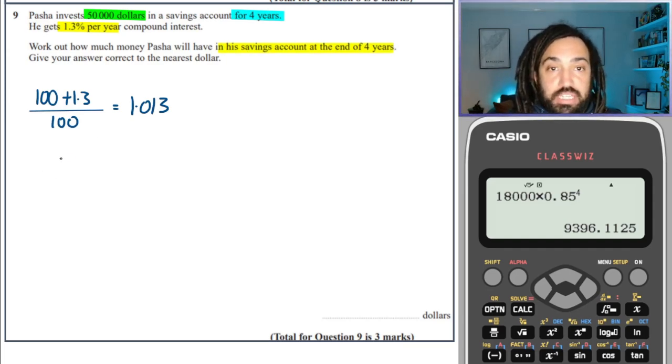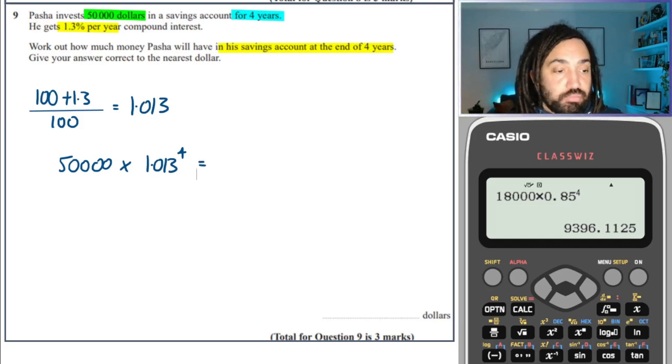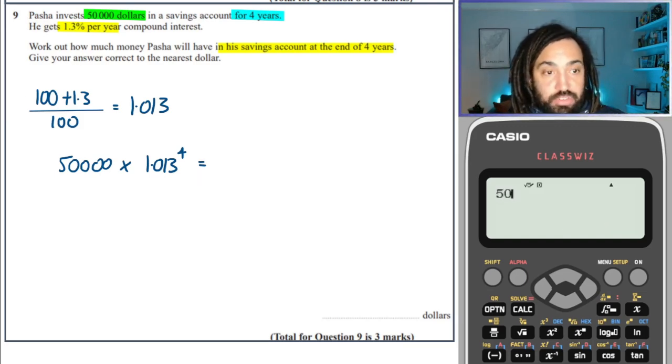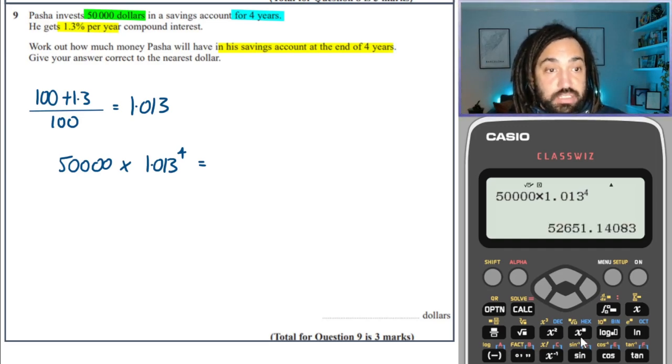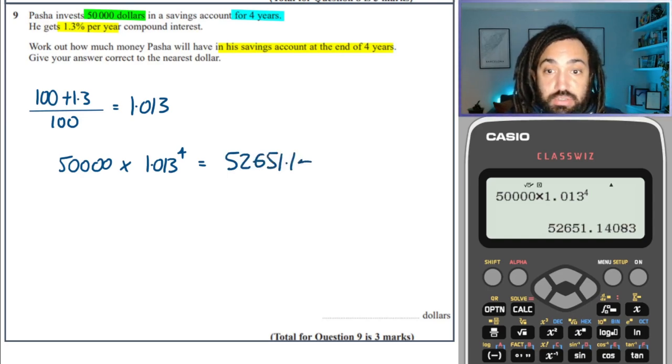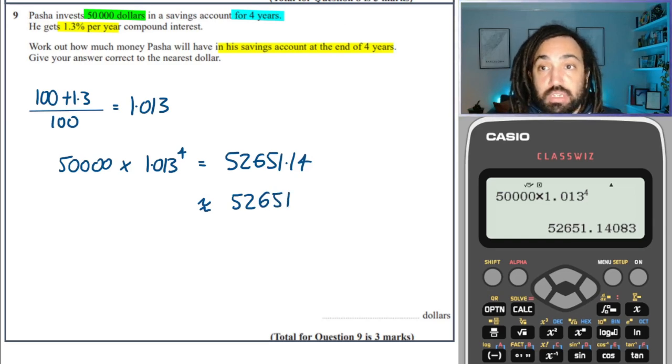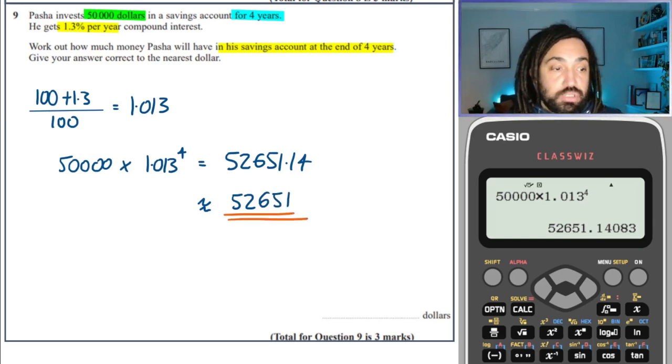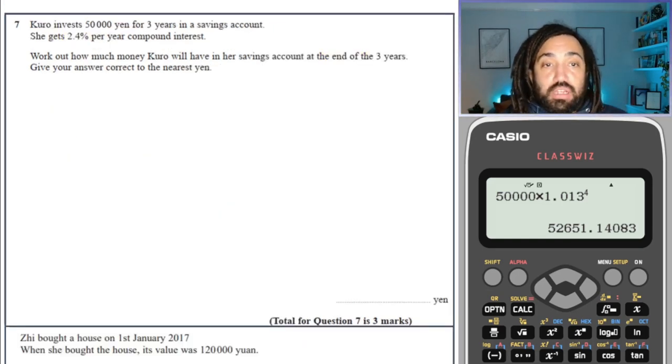So once again, we just take the original amount, we multiply it by the multiplier, and we want to do that 4 times because it's for 4 years. So we go to our calculator, we type 50,000 multiplied by 1.013 to the power of 4, and this really is very nice and easy marks to get on your IGCSE. And it says again to the nearest dollar, so that's 52,651. Bosh. Okay, next.